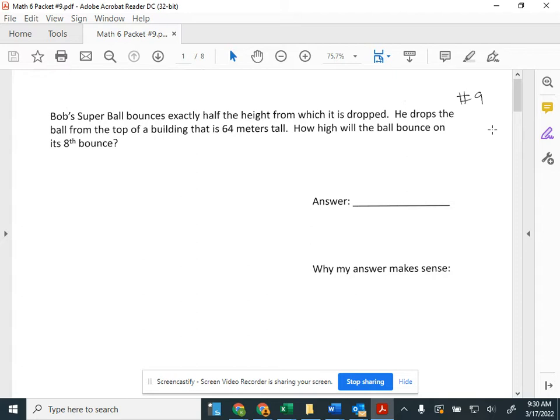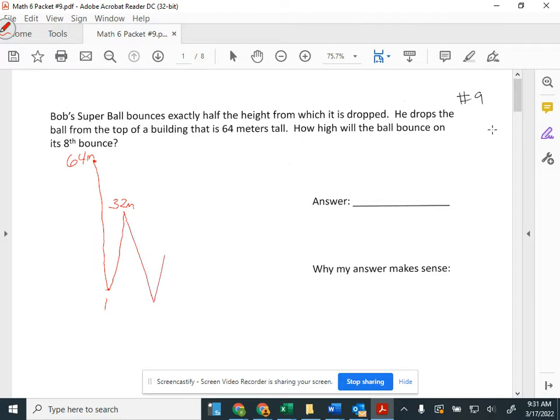Our first one says, Bob's super ball bounces exactly half the height from which it is dropped. He drops the ball from the top of a building that is 64 meters tall. How high will the ball bounce on its 8th bounce? So we're going to start here, and he drops the ball down. So it's 64 meters when it starts. It bounces up halfway. So that's our first bounce. How high does it bounce? 32 meters. Half of 64 is 32 meters.